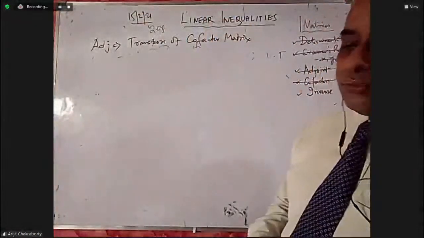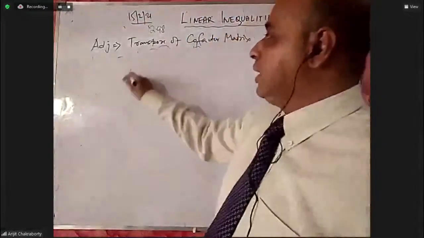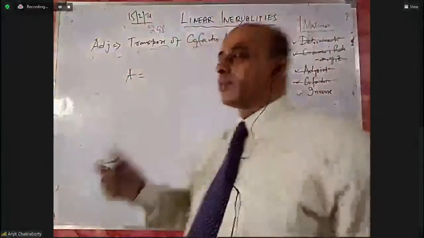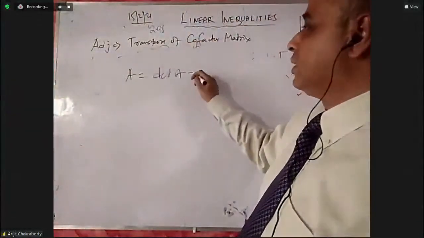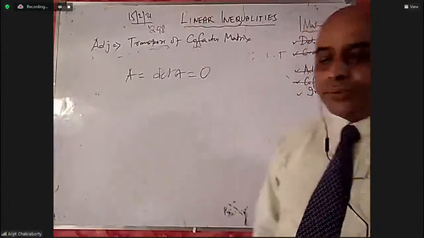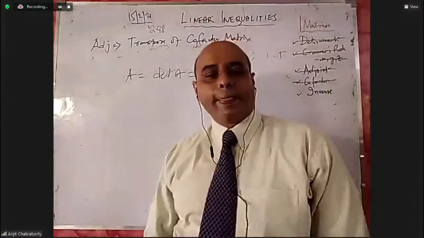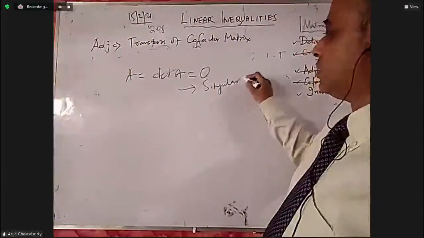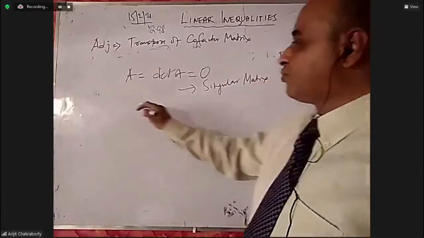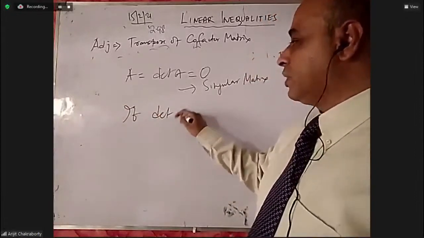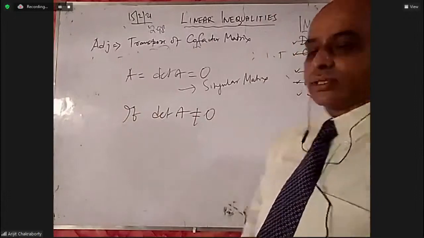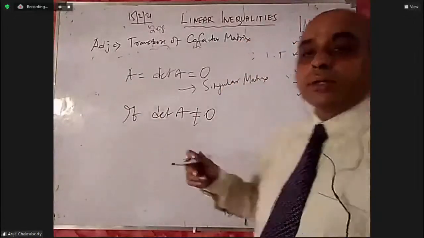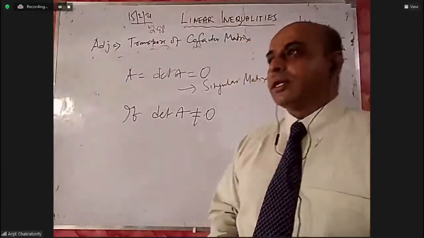Now, if we have a matrix A, and if the determinant of A is equal to 0, then we call it a singular matrix. Okay, then it's a singular matrix. If the determinant of A is not equal to 0, it can assume any number, positive, negative, etc., then we will call it a non-singular matrix.